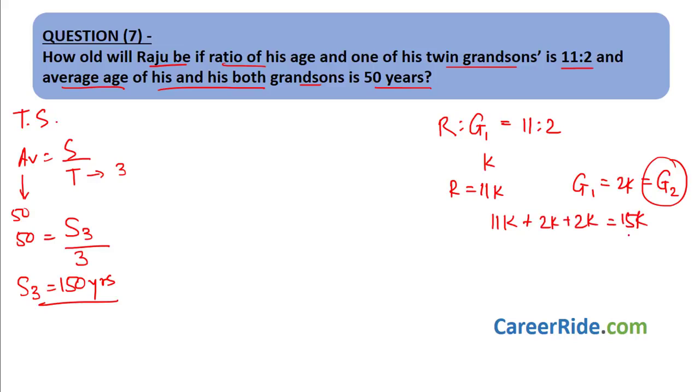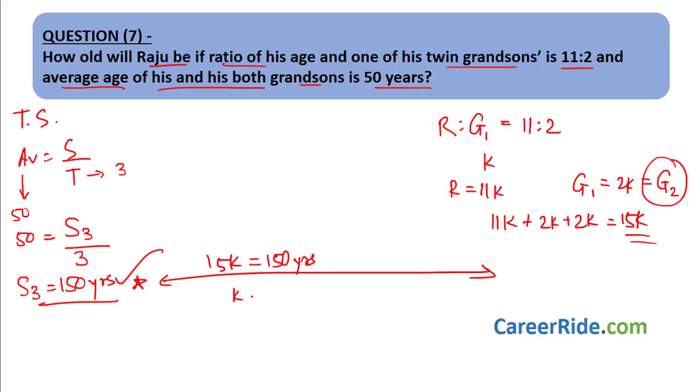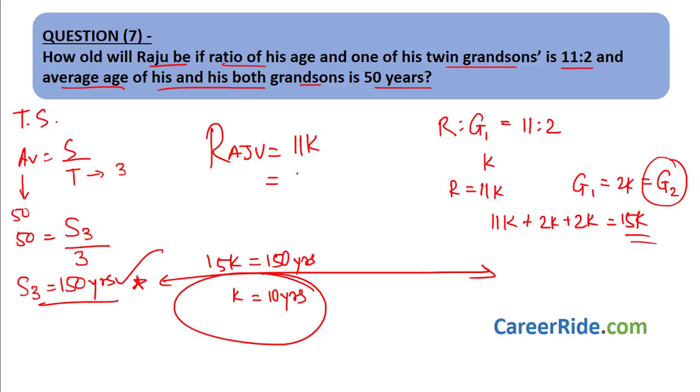But we already know the sum of the ages of Raju and his grandsons is 150 years. We have calculated it over here. Equate this, what do we get? 15k equal to 150 years. So k would be 10 years, right? Since k is 10 years, what is the age of Raju? That is 11k, that is 11 into 10, 110 years. See how easily, using the concept of total sum, we calculated the answer. Moving to the next question.